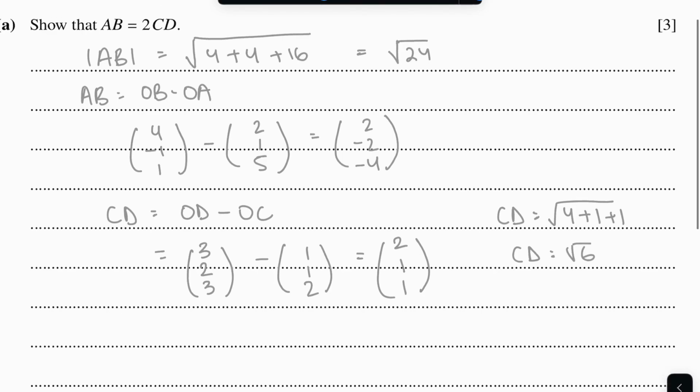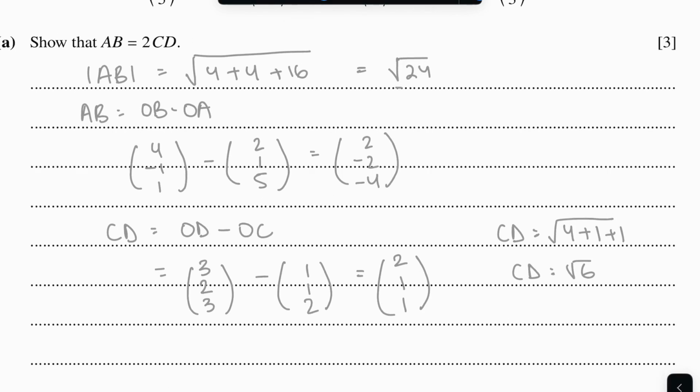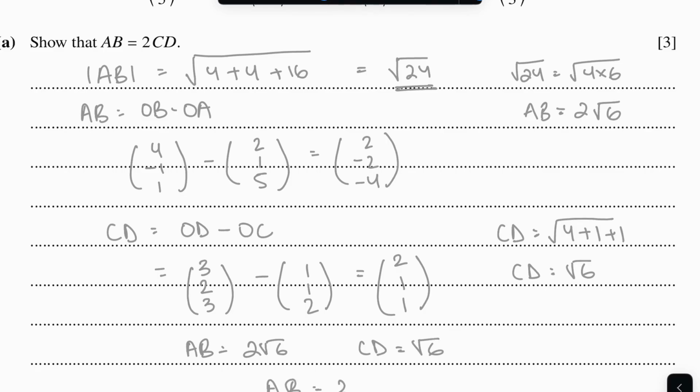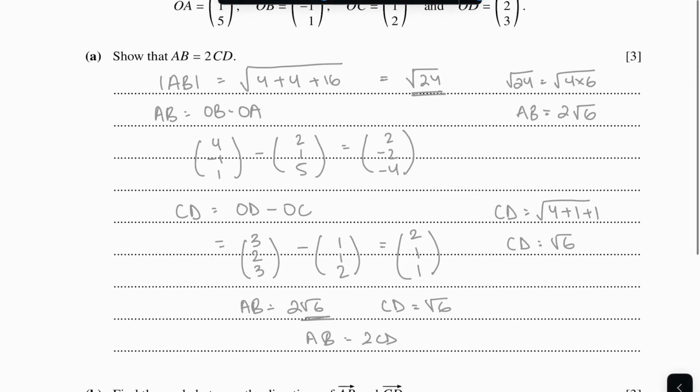Now, to show AB is equal to 2CD, we need to play around with this number. So, root of 24, what is 24? 24 could also be written as 4 times 6. And the root of 4 is 2, so we can bring that out and we get 2 root 6. So, as you can see, AB is 2 root 6 and CD is root 6. So that is shown that AB is equal to 2CD because CD is root 6. So this is shown here.